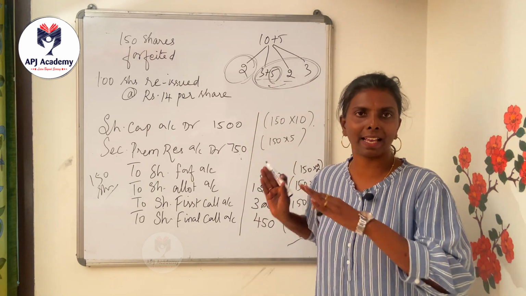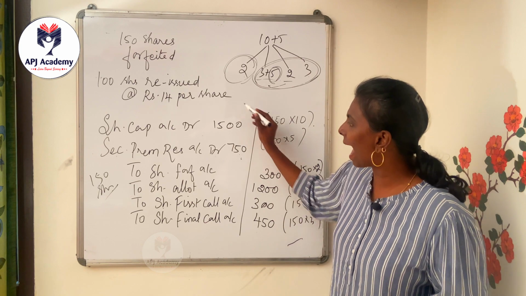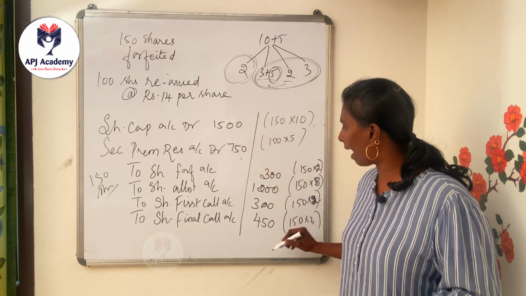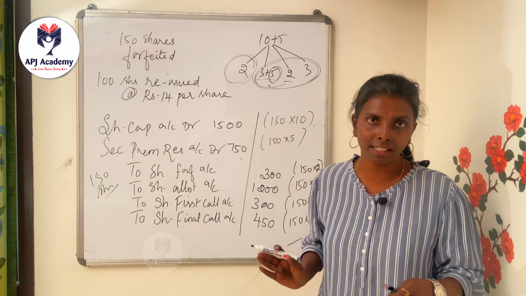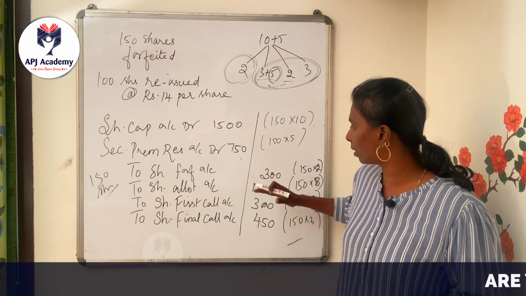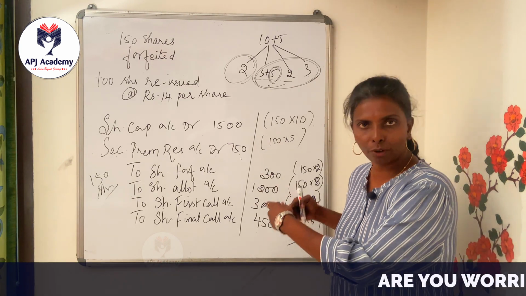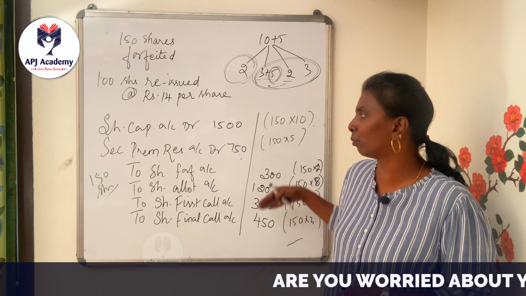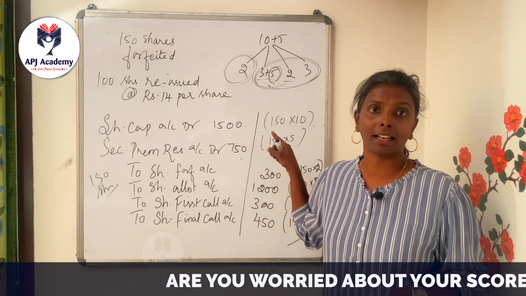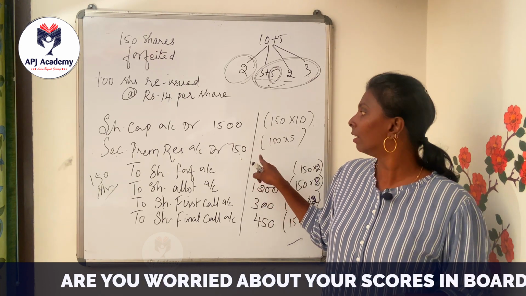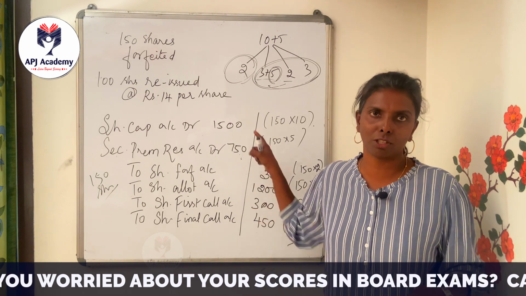To make sure you've got the entry right, normally what you do is add all the debit side and add all the credit side separately, and make sure it tallies. When you start filling the way that I told you, starting from the final call, the first call, then allotment, even if you make some calculation mistakes or concept mistakes, the entry itself will tell you that you're going wrong.